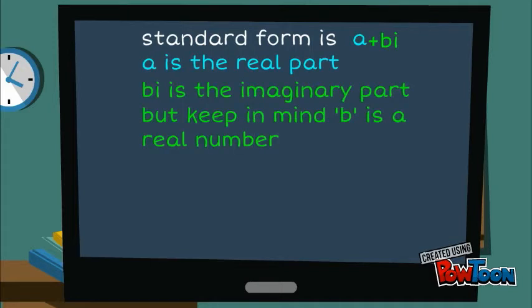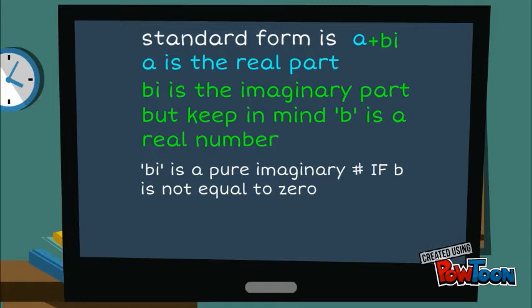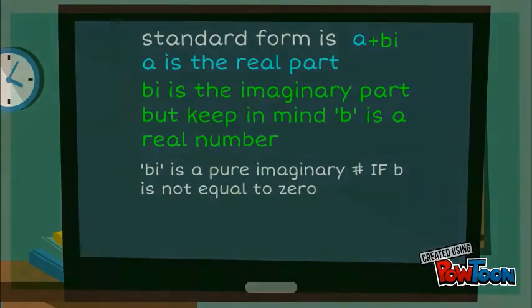Now, the standard form of a complex number is a plus bi, where a is the real part and bi is the imaginary part. However, keep in mind that b is still a real number, and bi is a pure imaginary number by itself if b is not equal to 0.